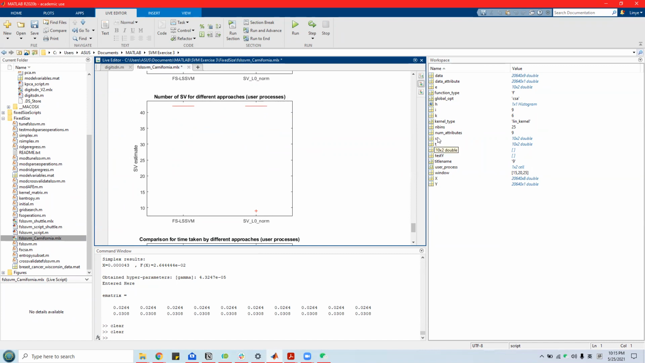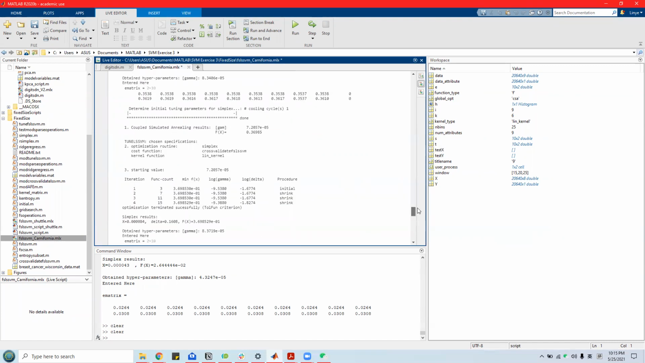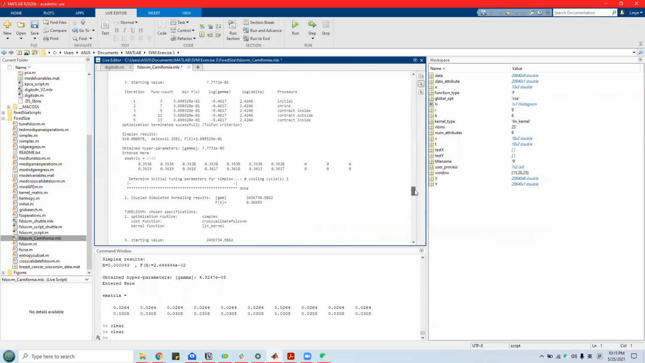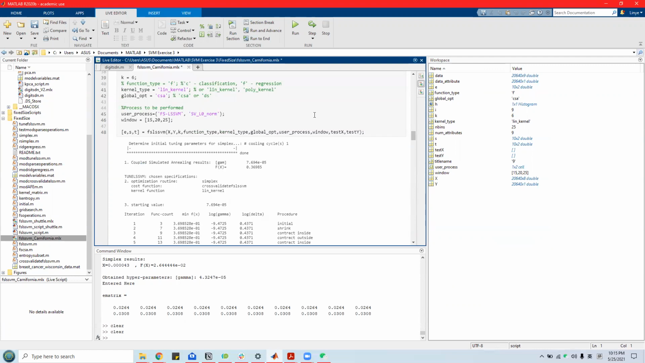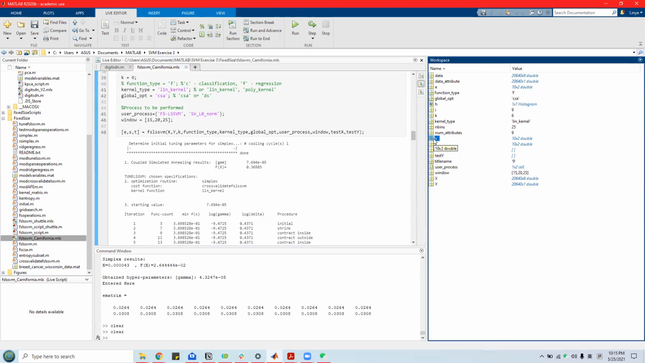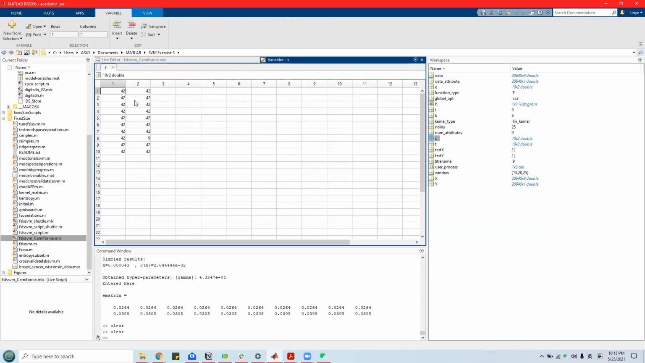Let me just explain. The support vector number is actually the parameter, the return of this function, the return of this s. So basically, you return the support vector numbers for those two processes. If you open it, you can see the first one is the fixed size SVM, and this one is the L0 norm. So you actually get 10 results, so there are 10 trials.